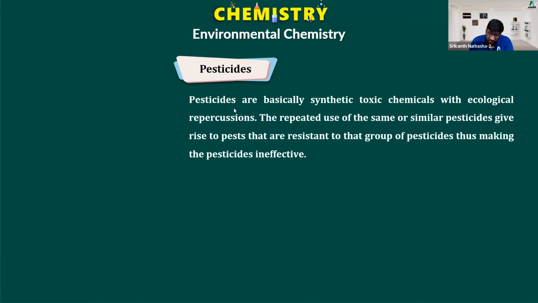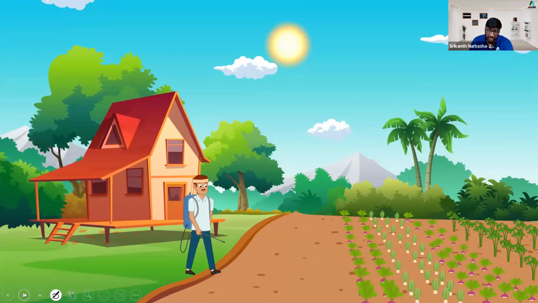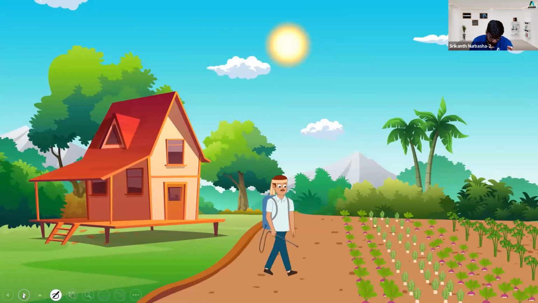Same thing, pesticides are basically synthetic toxic chemicals with ecological repercussions. In the same way we take a drug to cure a particular disease, we use insecticides to protect our farm. The repeated use of the same or similar pesticide gives rise to pests that are resistant to that group of pesticides, yes or no, thus making the pesticides ineffective. So you should not use the same pesticide again and again. You have to change it.